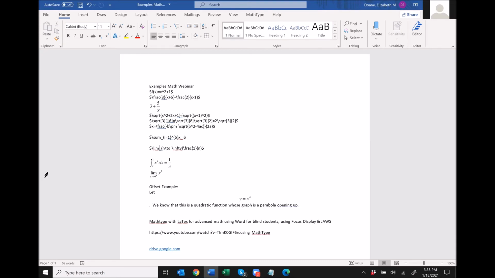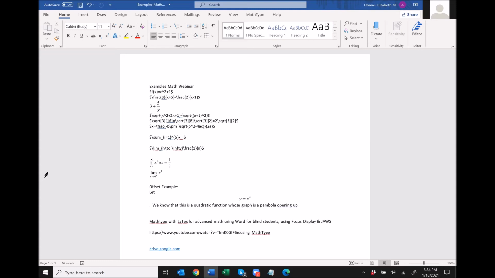Limit, underline, left brace. Now, remember, what's below the line is more than one character, so we need a brace. n, backslash, T-O. Now, this backslash TO is curious. It's not really documented a lot, but we found it. So the backslash TO seems to put our arrow in, so n approaches infinity. Infinity is backslash I-N-F-T-Y, right brace. Okay, now we're done with that structure. Now we need our fraction, backslash, F-R-A-C, left brace, numerator, 1, right brace, left brace, denominator, n, right brace, dollar. And there you go.